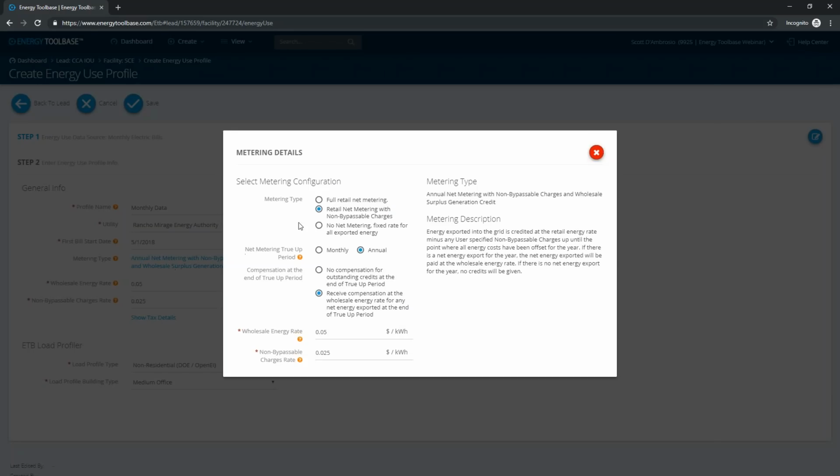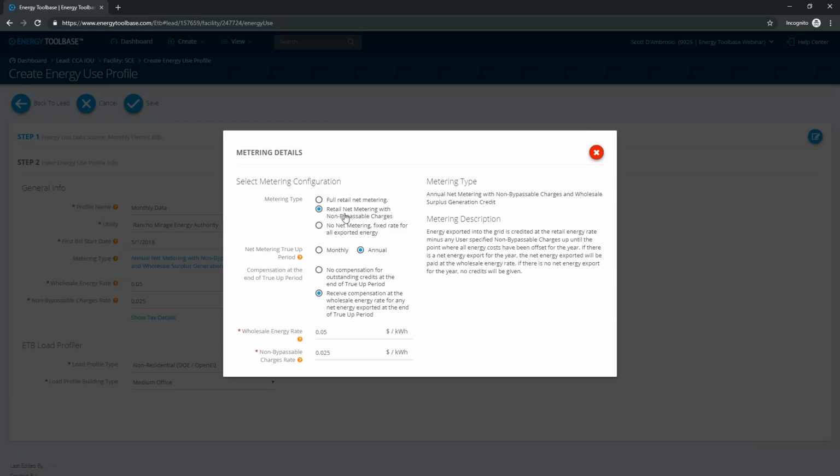Now, as you open this up here, you're going to see the option of full retail net metering. You're going to see retail with non-bypassable charges, and you're going to see no net metering. Now, it's important to mention IOUs still handle the distribution component of net metering. Just like on rates, CCAs have jurisdiction over the net metering rules of the generation only. So IOUs still include minimum bill and other state mandated charges like MVCs, which still apply.